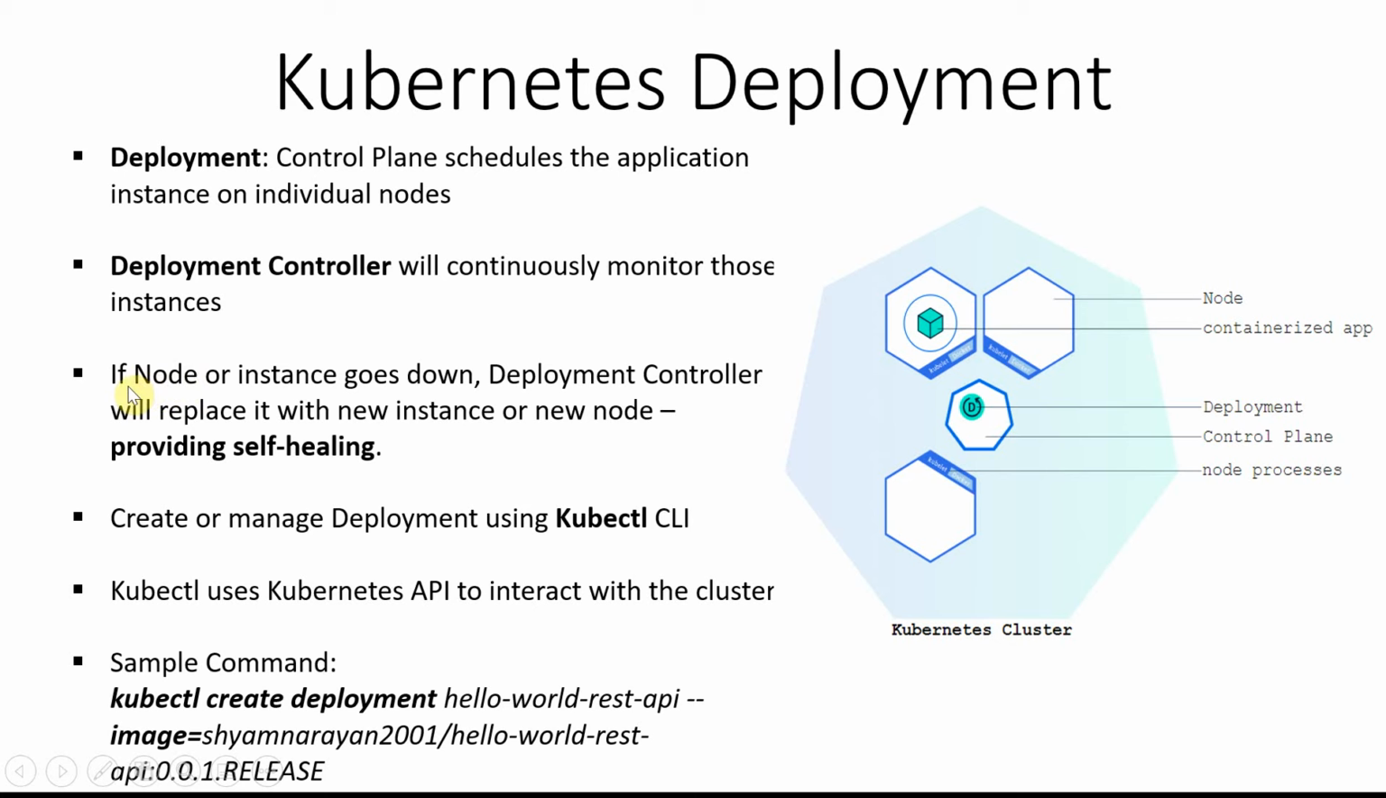Basically, the deployment controller's job is to see whether the node is up, I'm talking about the virtual machine, or the instance, which is your hello world application that you deployed. If both your node and the instances go down, the deployment controller will immediately give a heads up to the master and say it's time to replace either a node or a pod, whatever is down. That's where self-healing comes into the picture.